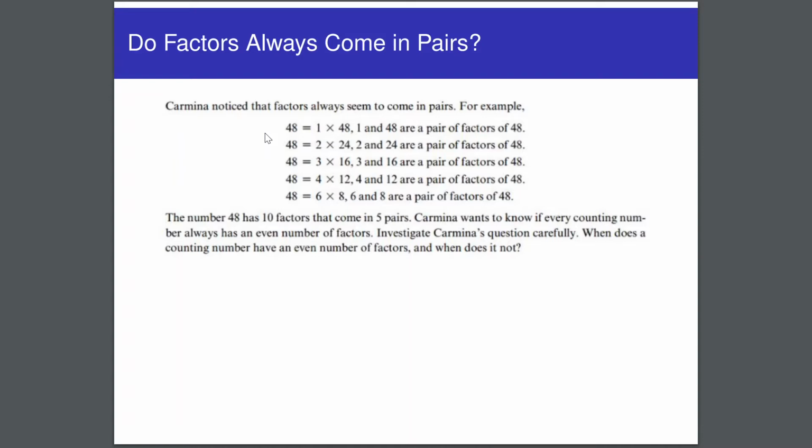So is this what always happens, that you always get an even number of factors? So investigate her question really carefully. When does a counting number have an even number of factors and when does it not? See if you can find some sort of way to understand that. When are there an even number of factors and when are there not? And then post your solution as a one-page answer.